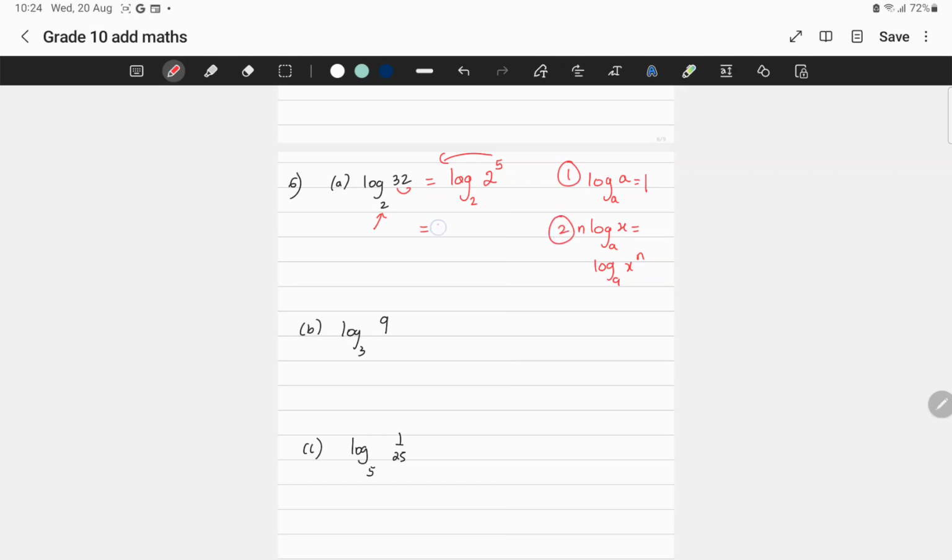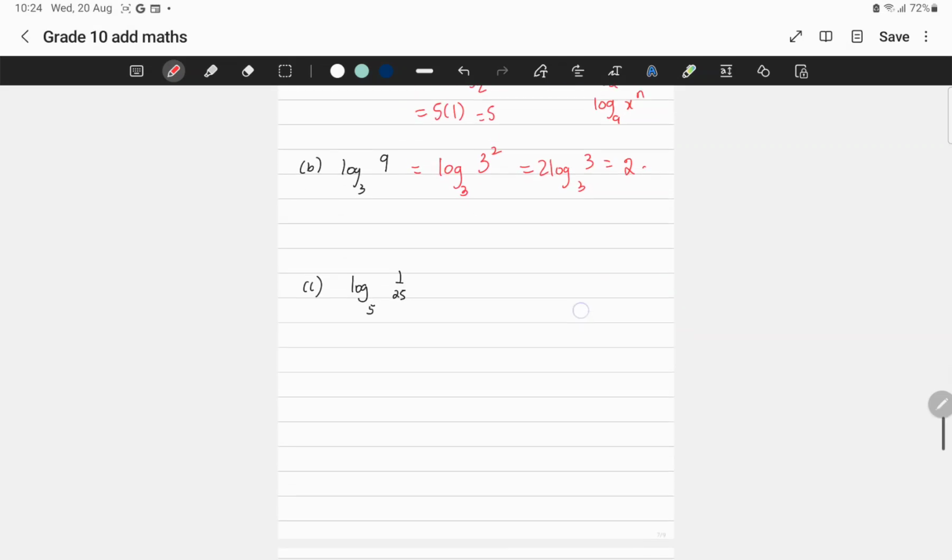C'est-à-dire que quand on a power, on a droit à envoyer devant, les 5 log de 2, log de 2 c'est 1, 5 times 1 becomes 5. Here also it's the same thing, log 3, 3 power 2, 2 log 3, 3, which gives us 2.